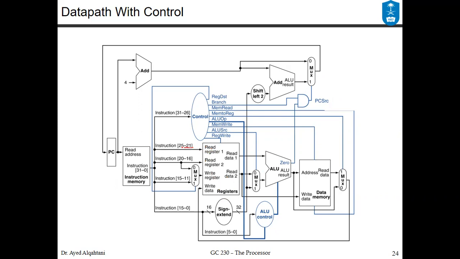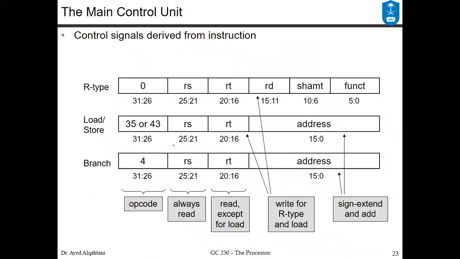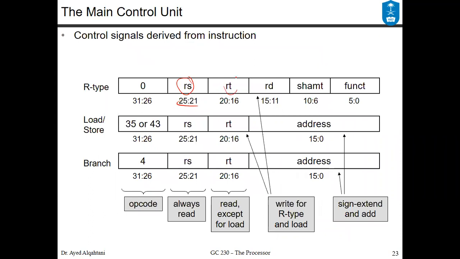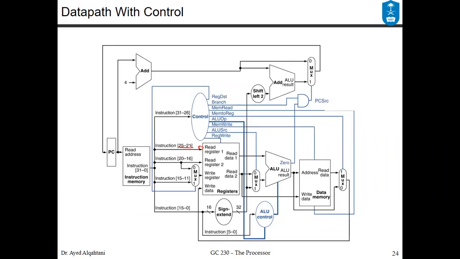You can also see, if you focus on the register file, that the first register read is the instruction from 21 to 25. Going back, 21 to 25, this is the RS. So we know that this is RS. The second register, read register 2, this is RT, from 16 to 20. So this is RT.